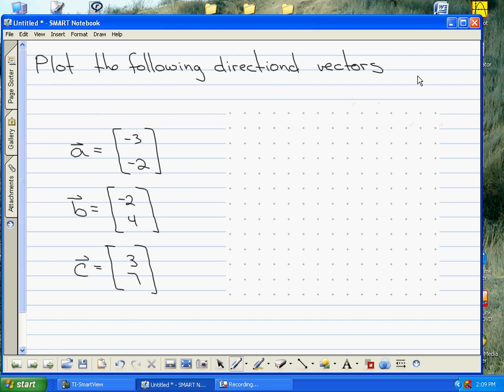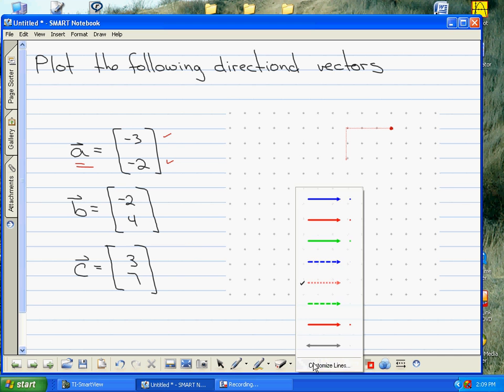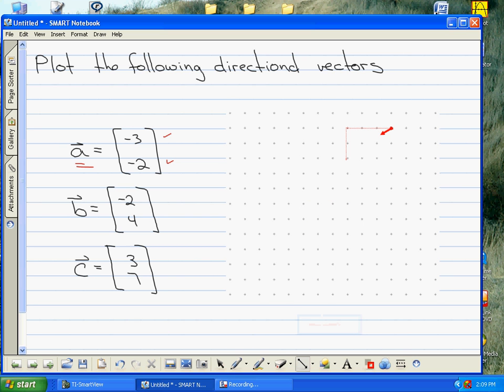First, let's start off with A, -3, -2. So first of all, I pick any arbitrary spot I want to be in. I'll just start here. So that means that the object A will be going 3 units negative, 1, 2, 3, or 3 units west, and 2 units south, or -2, 1, 2. So that means that vector A has a directional vector going in this direction.